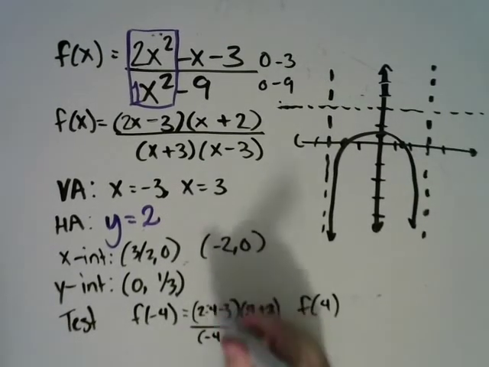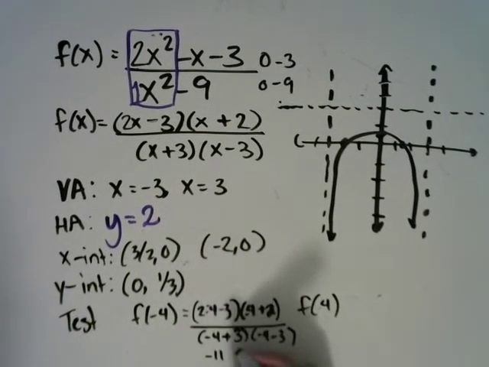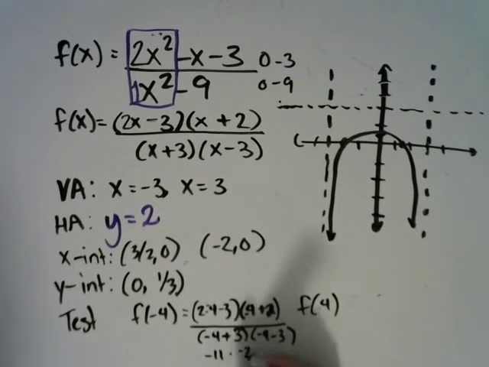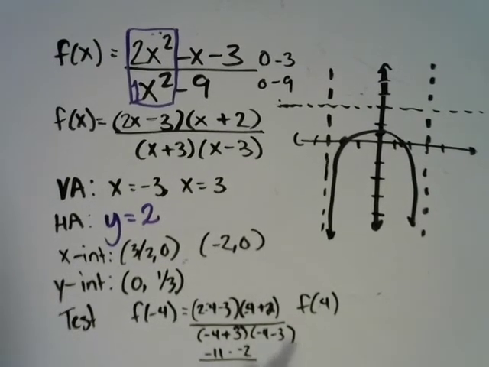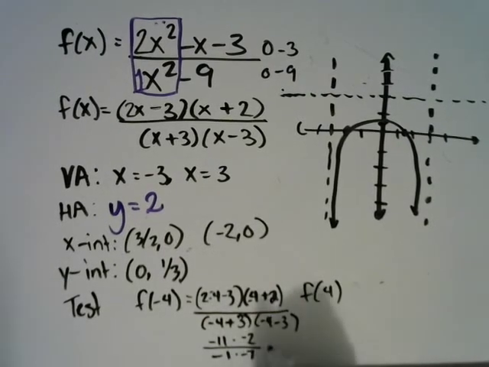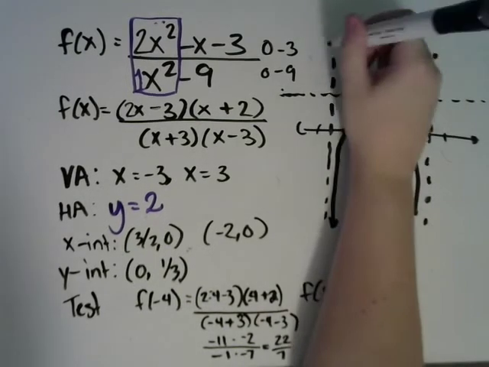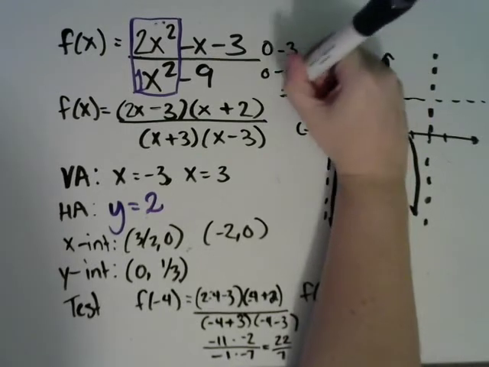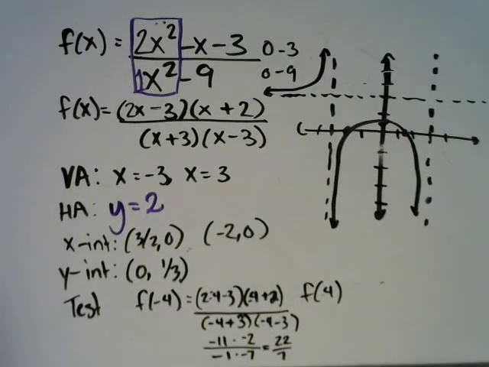So here I've got -11 times -2. In the denominator, I've got -1 times -7, which leaves me with 22 over 7, which is more than 3, because 7 goes into 22 3 times. So that tells me that it is above my horizontal asymptote.